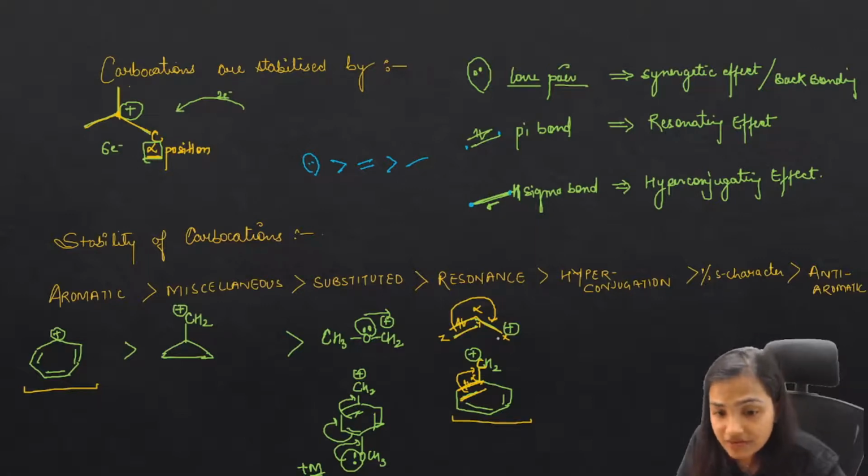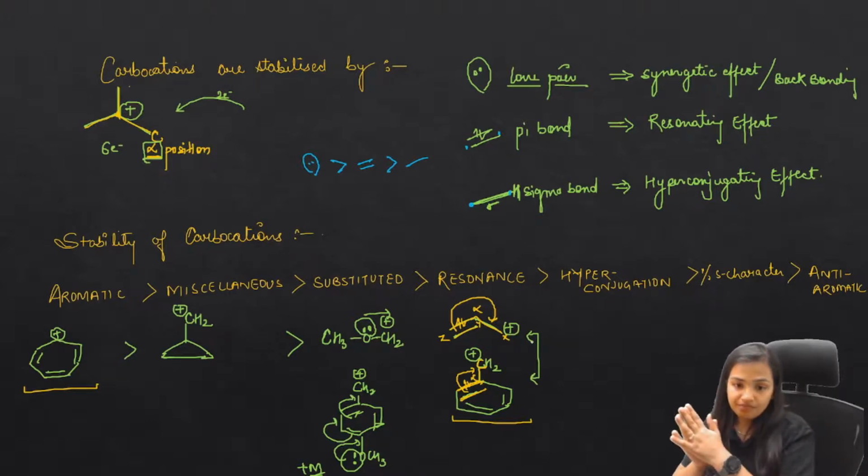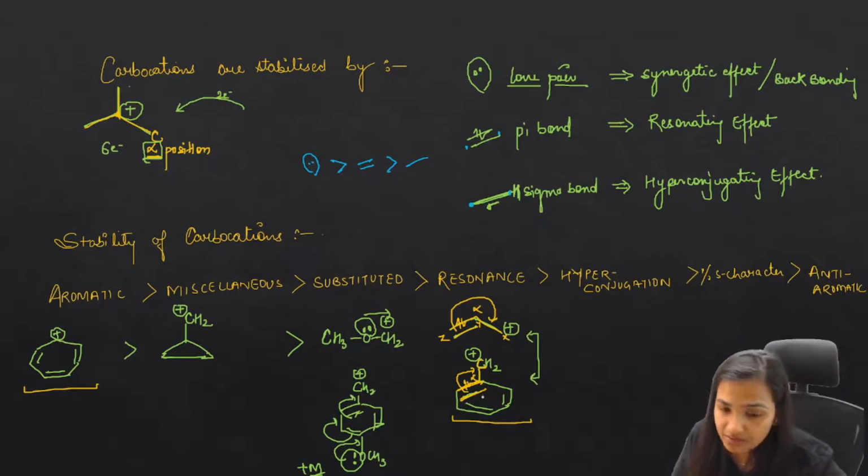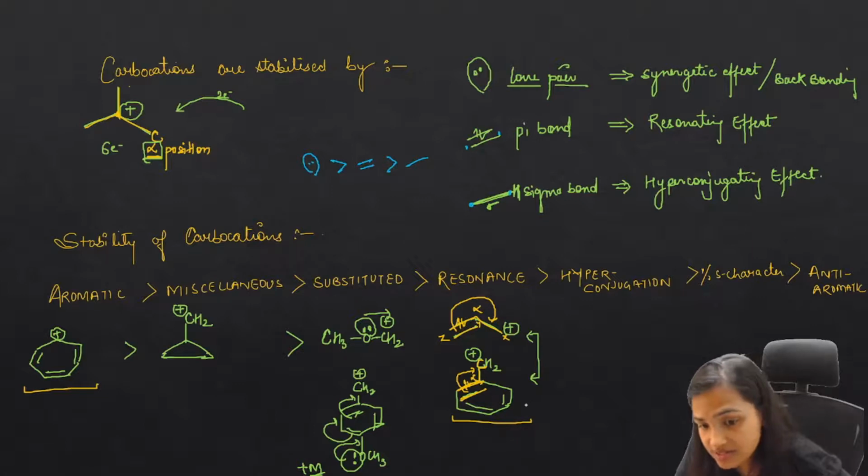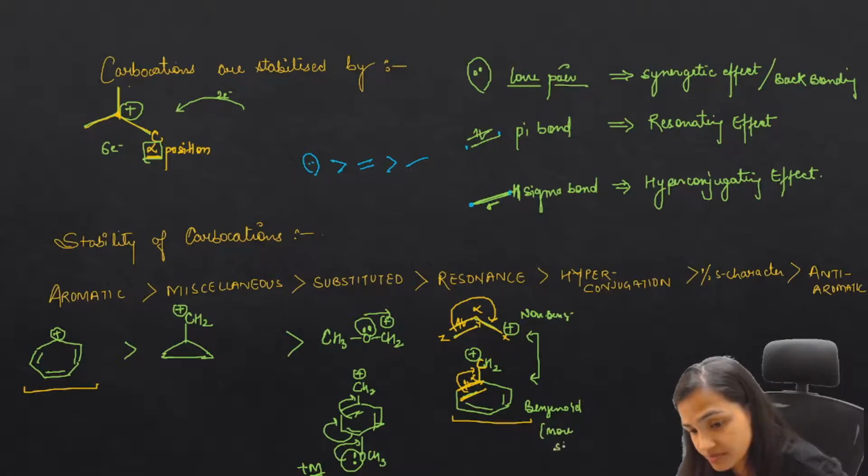Now if we compare these two, this is also resonance and this is also resonance. Which is going to be more stable? This is a pi bond and this is a benzene. Both are stabilized by resonance, but this is a benzenoid compound and this is a non-benzenoid compound, so we can say that the benzenoid compound is more stable. This is more stable and this is less stable.